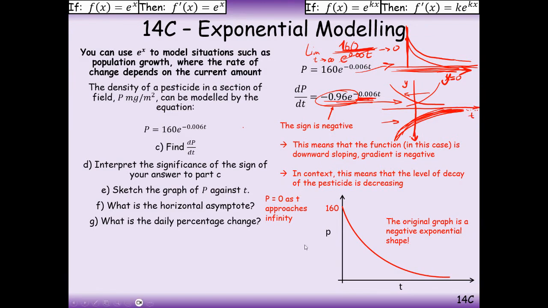So then finally, I've added this part G. It says what's the daily percentage change. This is a challenge question for you. You want to turn e to the power of negative 0.006 raised to the power t, where t stands for the day, into a base. This is like a natural number that you can write as 0.994.